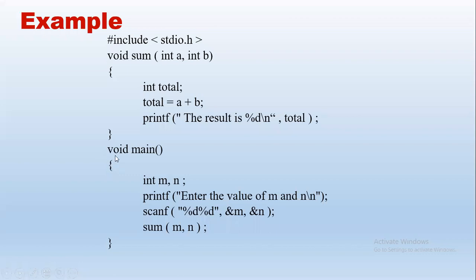Because we are passing arguments, we have to take input first. So we are taking input of m and n. Note this function call, very important. We are passing m and n. These are actual parameters. So if we give 5 and 6, that gets copied to a and b. M is 5, its value gets copied to a, and n's value gets copied to b. So a becomes 5, b becomes 6. Now that is passed here. 5 plus 6 is stored to total.